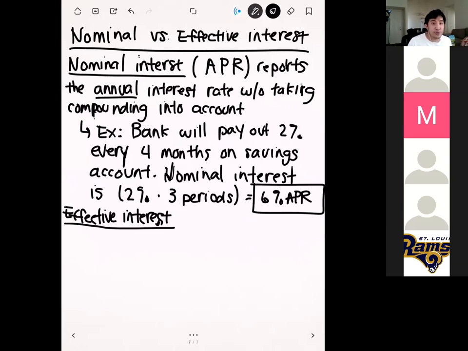And so the other definition I want to go over is effective interest. So this often has the name APY. And so the difference between APR and APY is that effective interest rate will take compounding into account.